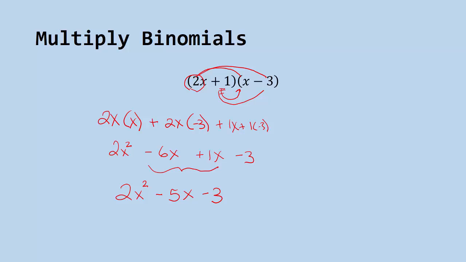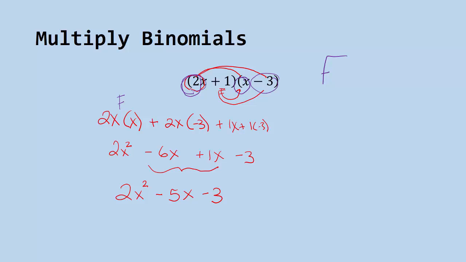Now that I've shown you with the distributive property, let me show you where the FOIL mnemonic device comes in. If you noticed, we took the first term, 2x, and multiplied it by the first term, x, in the second parenthesis. So that's where the F comes from in FOIL, first. Then we took the 2x here, and we multiplied it by the minus 3, which is out here.